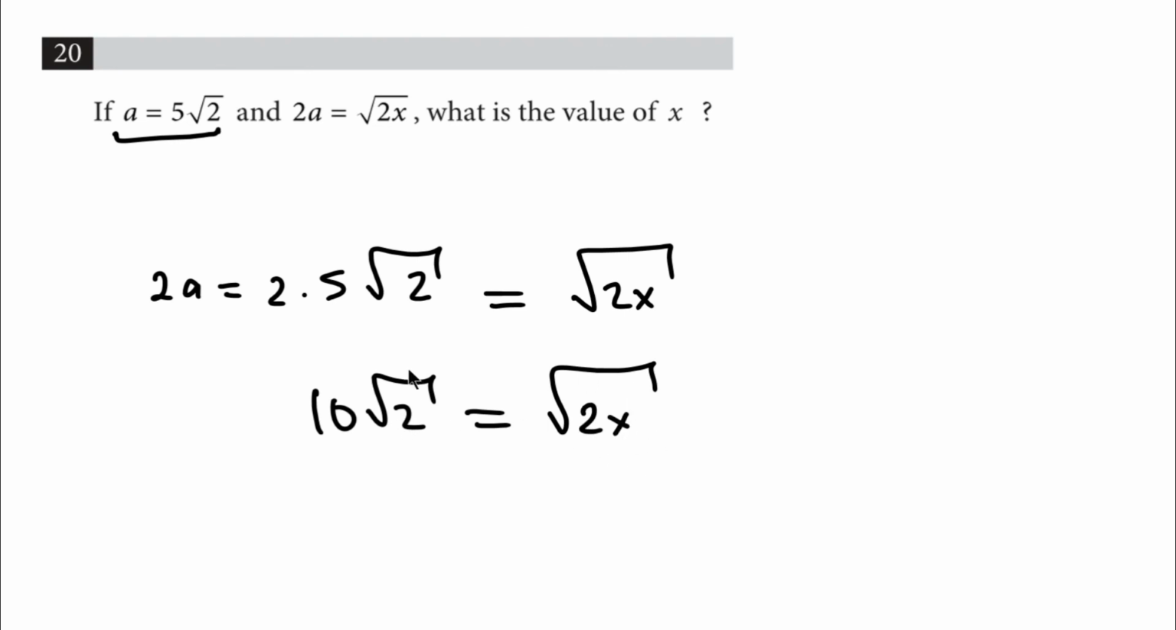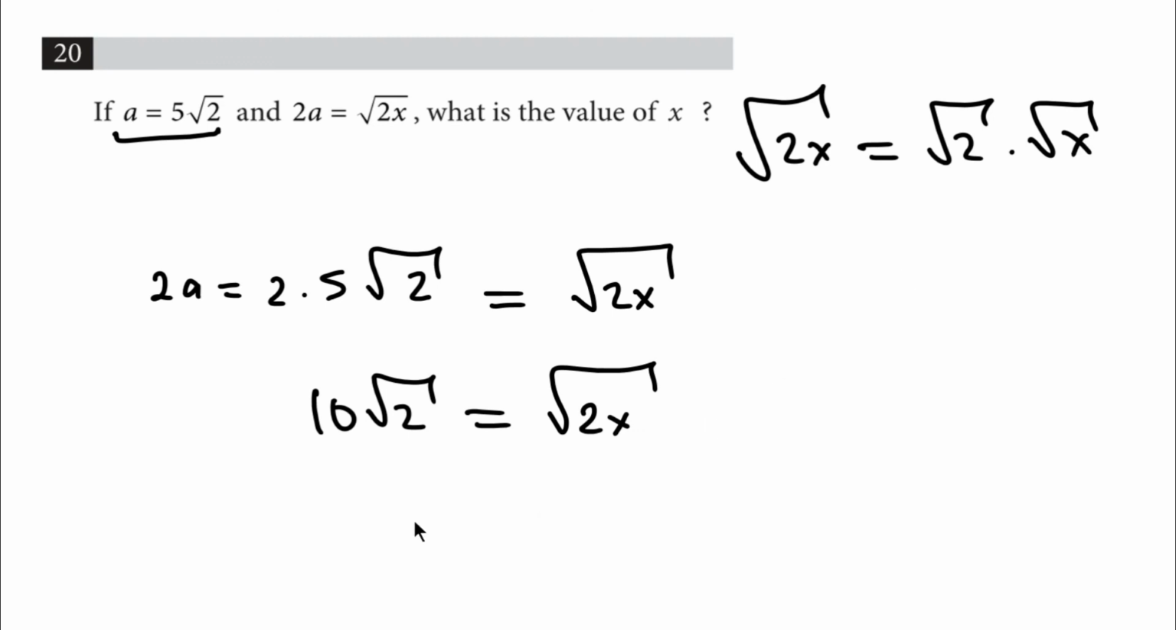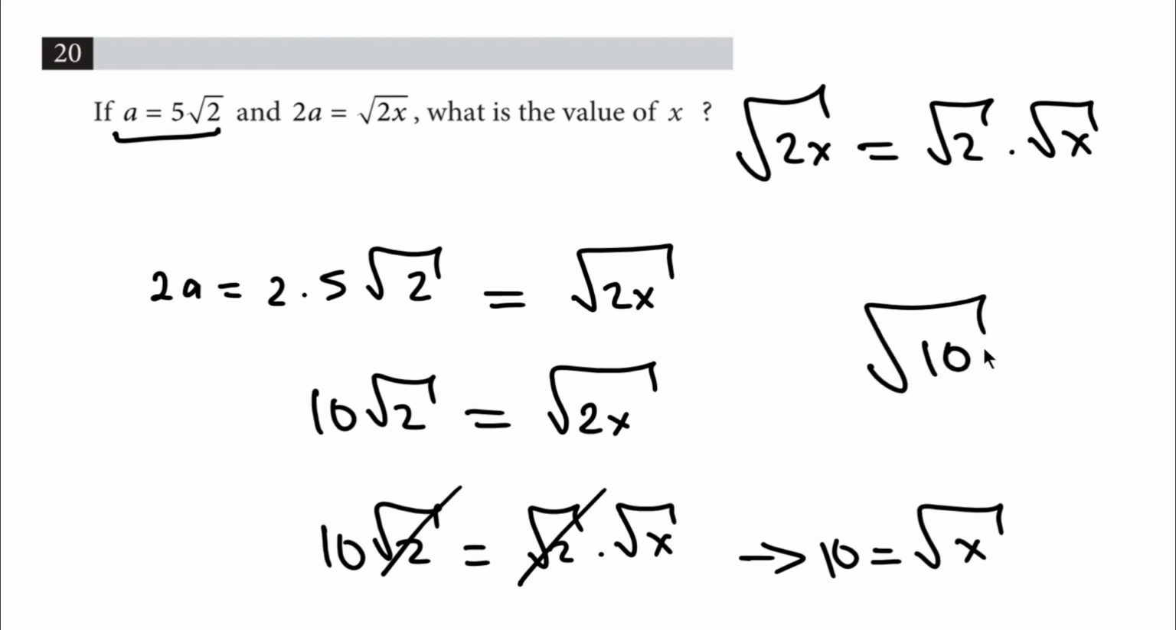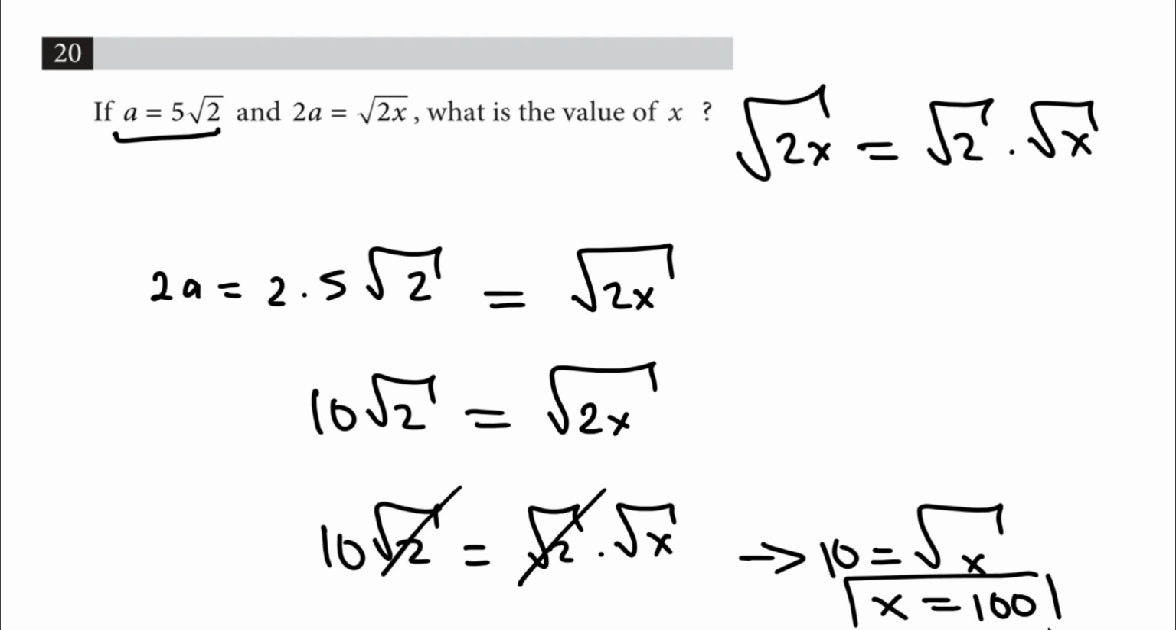Now let's think about it, guys. We got root 2 and root 2 times x. Well, from the exponent rules, we can rewrite root 2x as root 2 multiplied by root x. And so let's do that. 10 times root 2 is equal to root 2 times root x. Now we can cancel root 2 on both sides, so we get 10 is equal to root of x, and therefore we need x to be 100 such that root 100 is equal to 10. So therefore x must be 100. So x is equal to 100 is the correct answer for this question.